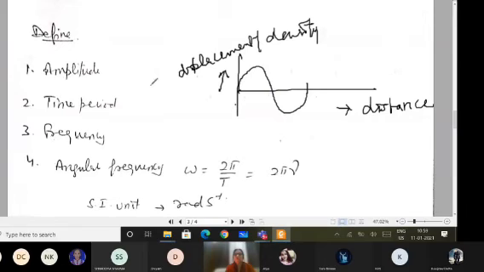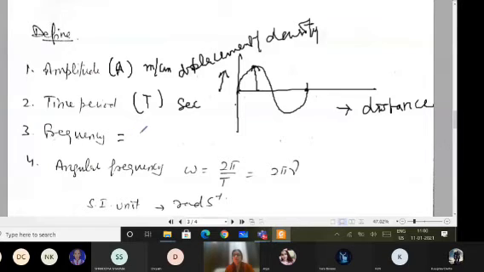So amplitude is the maximum displacement. This is the amplitude. At the different positions, I can see the displacement. So the maximum displacement is termed as the amplitude. And time period is the time taken to complete one wave. So this is one wave, and the time taken is termed as the time period, and of course denoted by capital T. Amplitude you can denote by capital A. Of course amplitude is a distance, so the unit will be meter or centimeter. Time period you will be measuring in seconds.